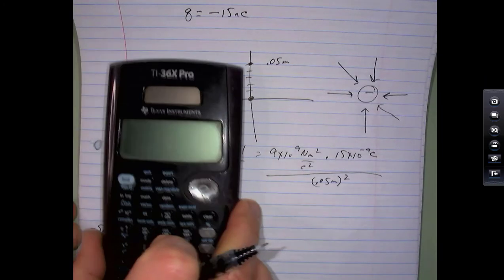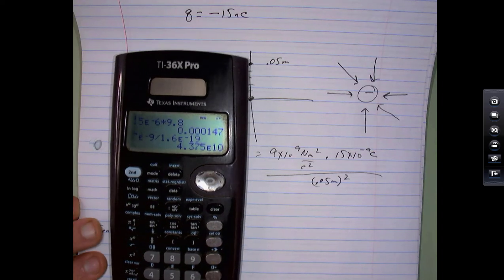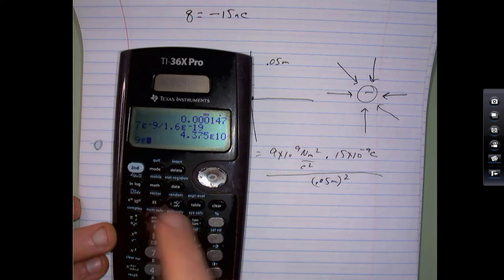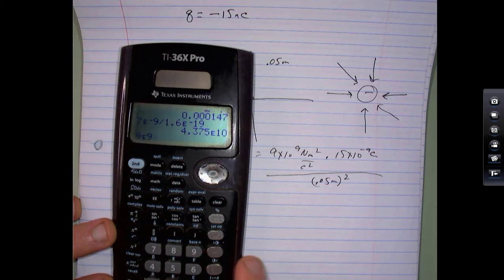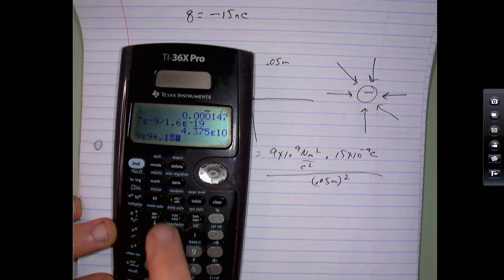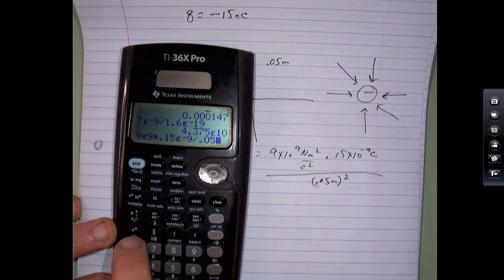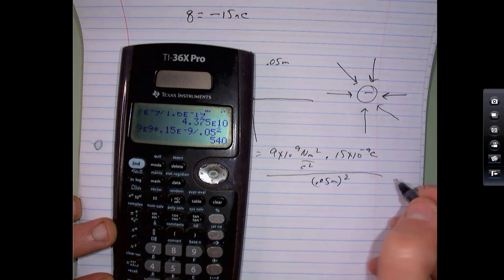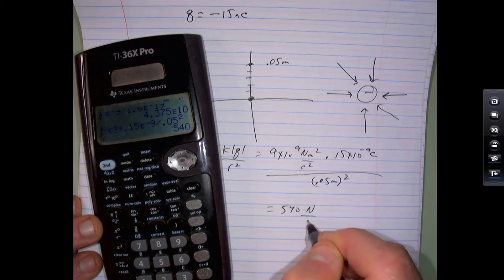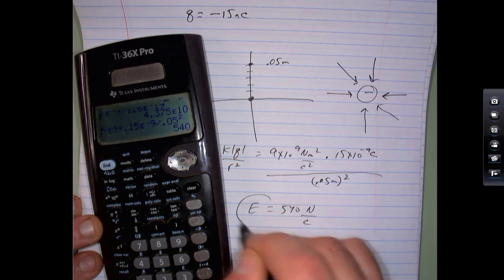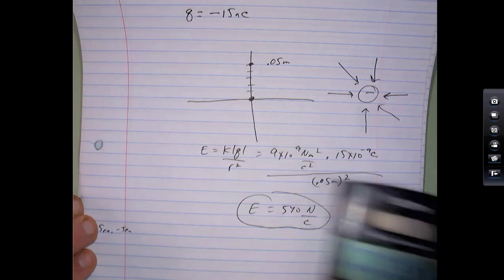Okay, so let's actually punch this in. 9, on my calculator, it's the EE button. That means times 10 to the 9th, times 0.15 EE minus 9th, divided by 0.05. Don't forget to square it. And we get 540 newtons per coulomb. That's the electric field strength at that point.